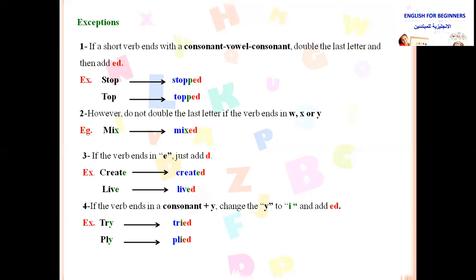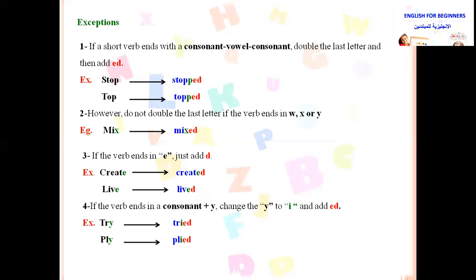This is only with short verbs when the vowel is between two consonants. I have examples here like stop and top. I have P and T in both of them, and the vowel O between the two. So stop becomes stopped, double the letter P and add ed. Also with top, it will be topped. This is for the first exception.